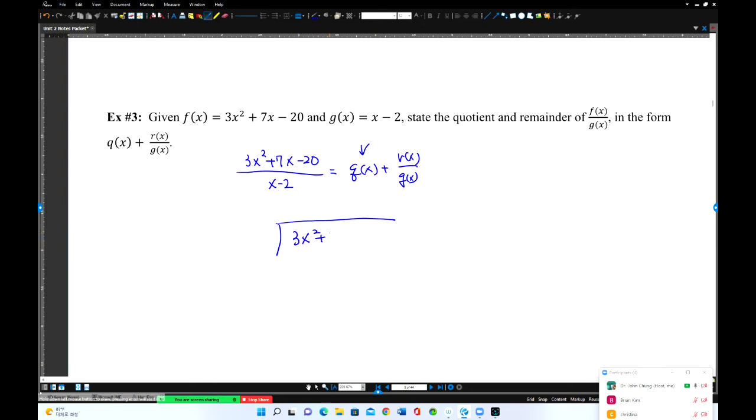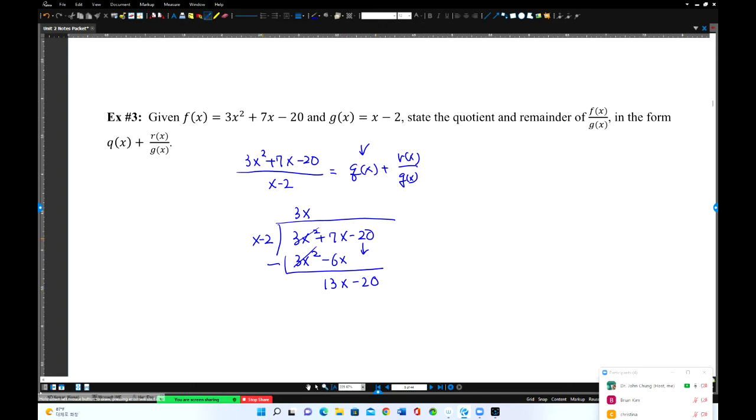3x squared plus 7x minus 20. The divisor is x minus 2. The first quotient term should be 3x, right? To eliminate 3x squared. 3x times x is 3x squared. 3x times minus 2 is negative 6x. And then subtract. When you subtract, 7x minus negative 6x is 7x plus 6x, 13x. And we bring down negative 20.